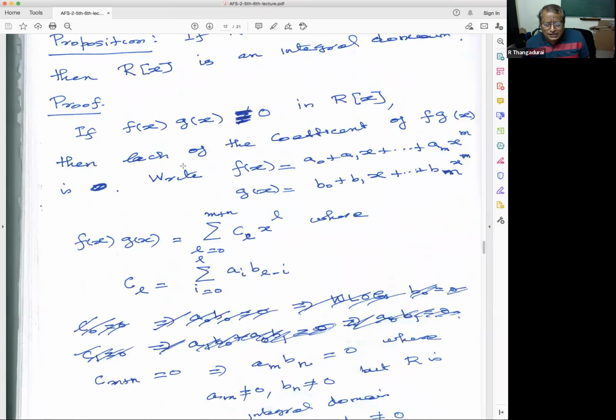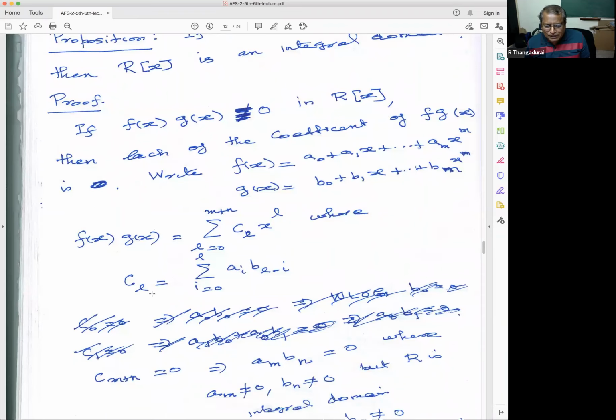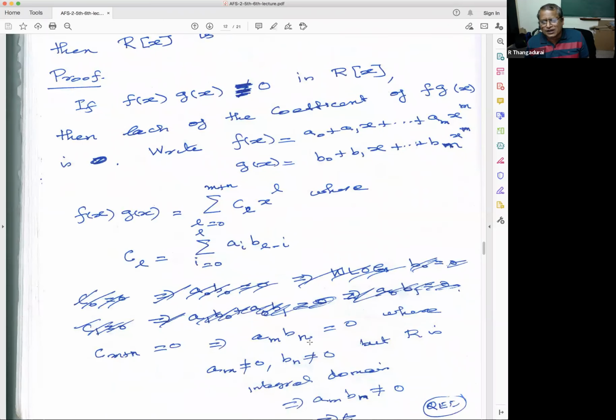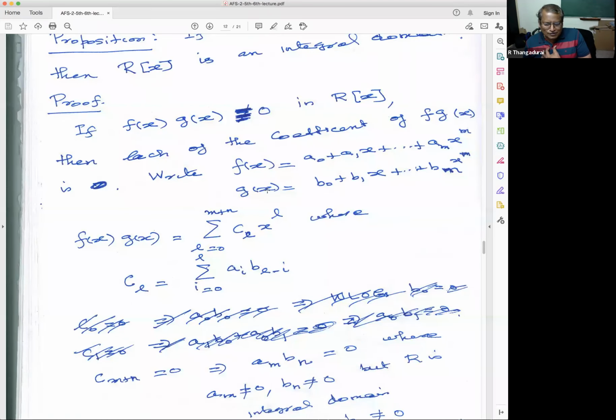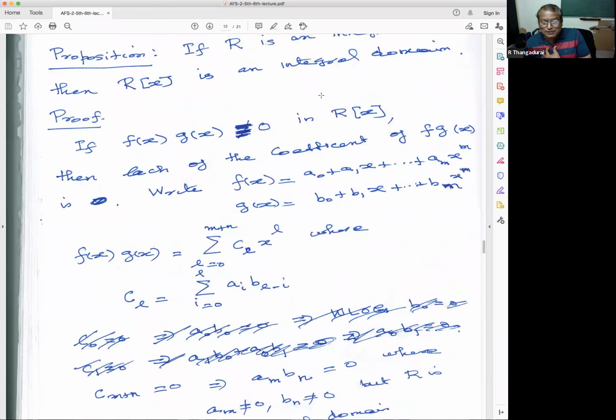By assumption all the cl's are 0. In particular, c_{m+n} is 0, which is the leading coefficient. But the leading coefficient c_{m+n} is nothing but am times bn only. That is 0, but since R is an integral domain, and by the definition of leading coefficient of the polynomials f(x) and g(x), am is non-zero and bn is non-zero. Therefore the product cannot be 0 because R is an integral domain, which is a contradiction.